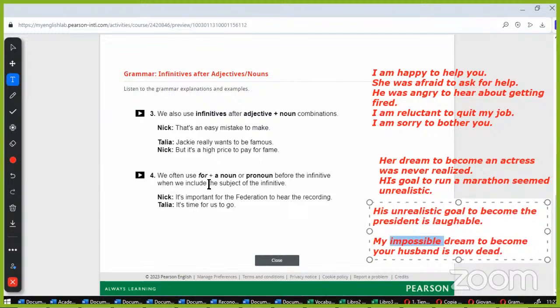And we often use for plus a noun or a pronoun before the infinitive when we include the subject of the infinitive. It is important for the Federation to hear the recording. It is time for us to go.